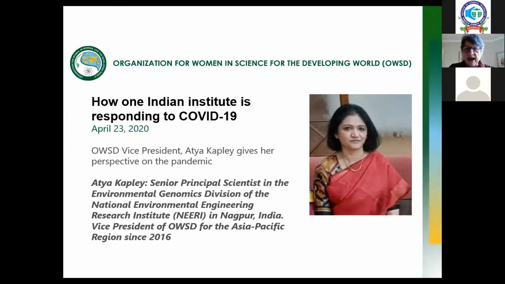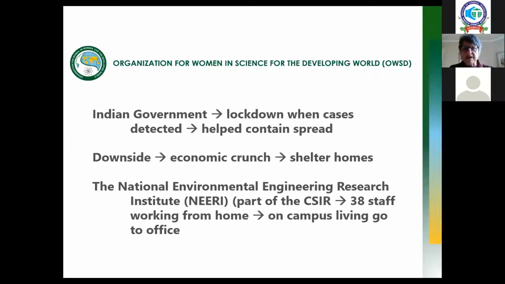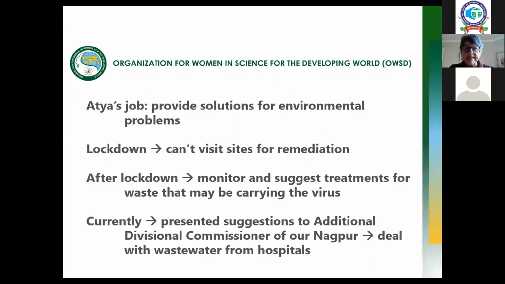So she has been talking about how India has been dealing with the pandemic. So early on, we heard that the Indian government went into lockdown to contain the spread. Of course, the downside of that is the economic crunch, but the Indian government set up shelter homes. And NEERI, some of the staff worked from home, some of them lived on campus, and they could go on working in their office. Atia's job, for instance, is to provide solutions for environmental problems. And during the lockdown, she couldn't visit the sites for remediation, but after lockdown, she and her team will be monitoring and suggesting treatments for wastewater that may be carrying the virus. So these are environmental problems that are facing India and many other countries, of course.